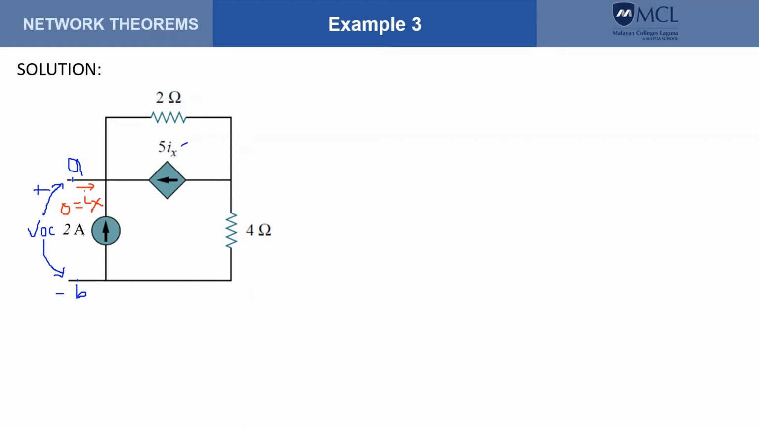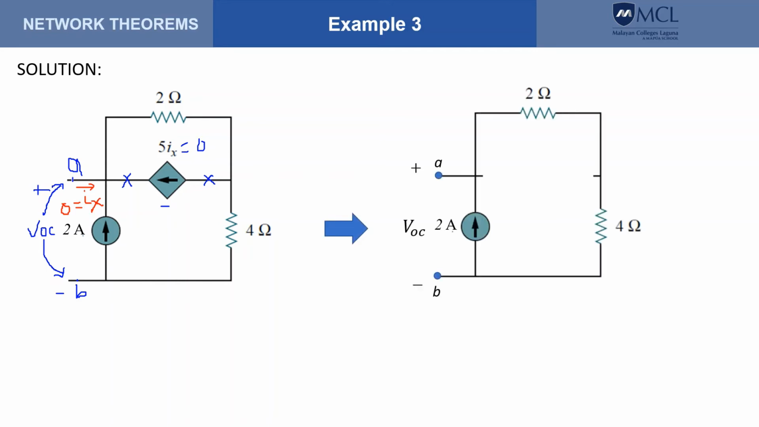And this current source here, since it is 5I sub x, must also be a 0. And a 0 current means that this current source must be non-existent. It's like being disconnected from the circuit. So this would give us a much simpler circuit that looks like this one.